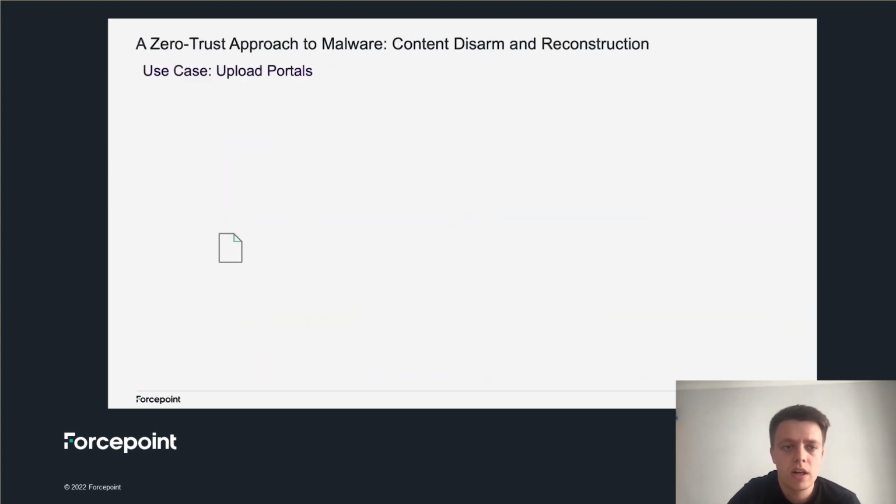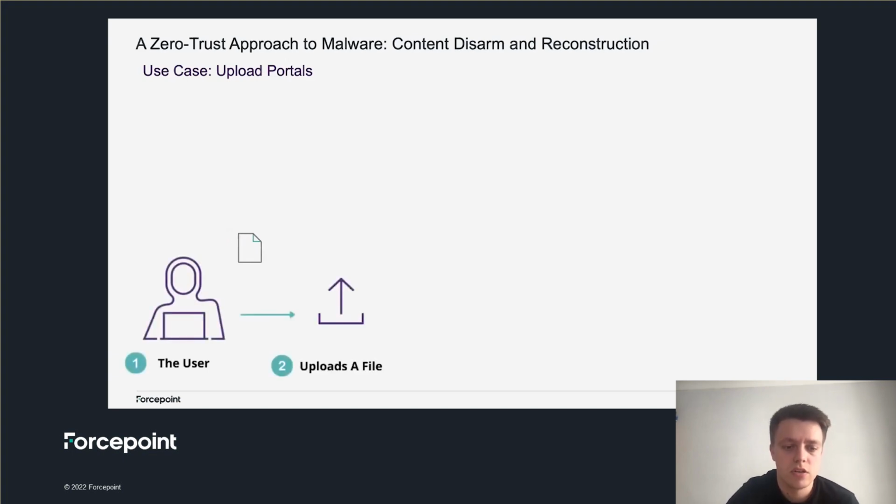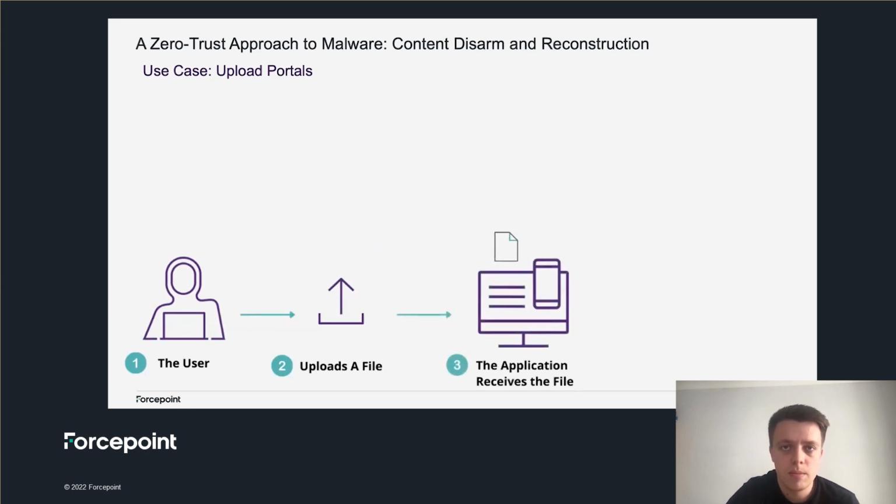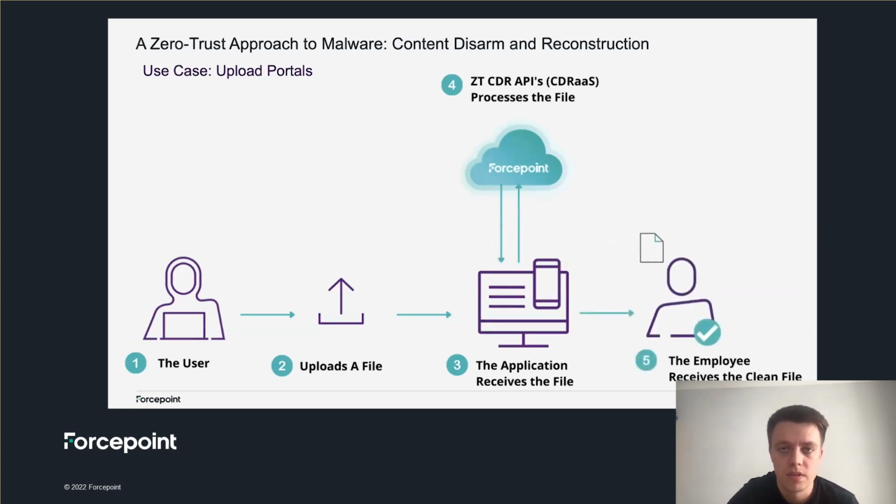So how does it work in practice? The user, perhaps somebody proving their identity by uploading identification documents, or maybe an employee uploading their expenses, clicks on upload and the application receives the file. So you can see here, a user uploads a file. All that is needed now is to call an API to process the document. So just by inserting a few lines of code, the application can ensure it will only be handling clean files from there on. So we can see here that the employee receives the clean file.